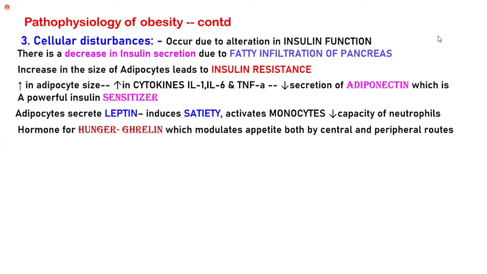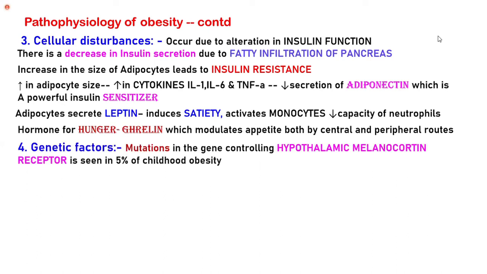And there is a hormone to create hunger or to stimulate hunger, that is called ghrelin, which modulates appetite by central and peripheral mechanisms. So the imbalance between ghrelin and leptin is one of the important reasons for obesity.